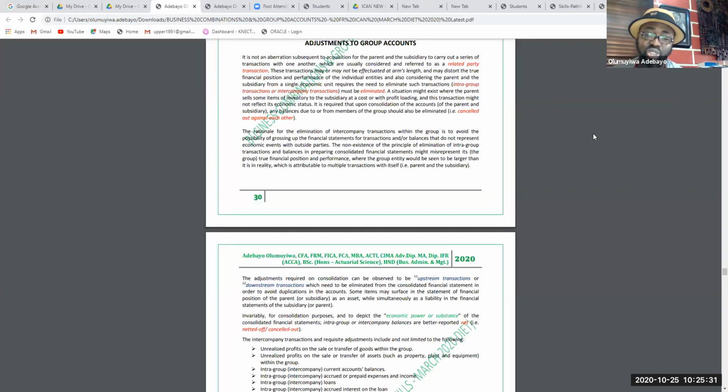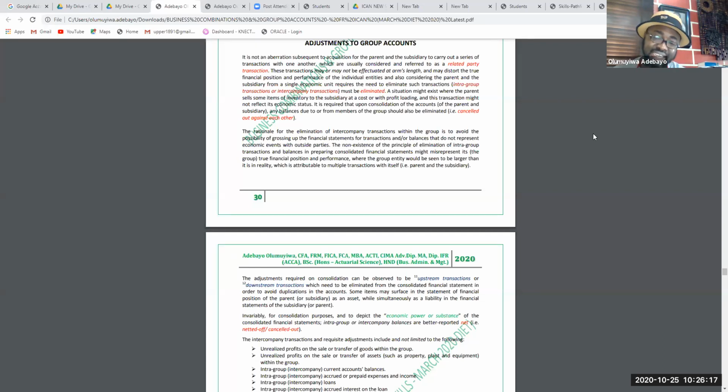Now, these transactions may have created profit as a result of the transaction. But that profit needs to be analyzed from the group perspective, not from the individual entity's perspective: is that profit realized? The word realized means, is that profit appropriately earned? If that profit is appropriately earned, it then means we have no cause for alarm.